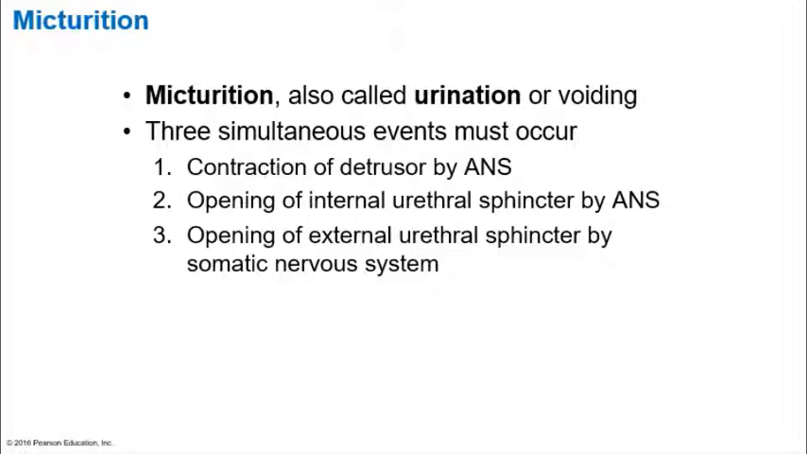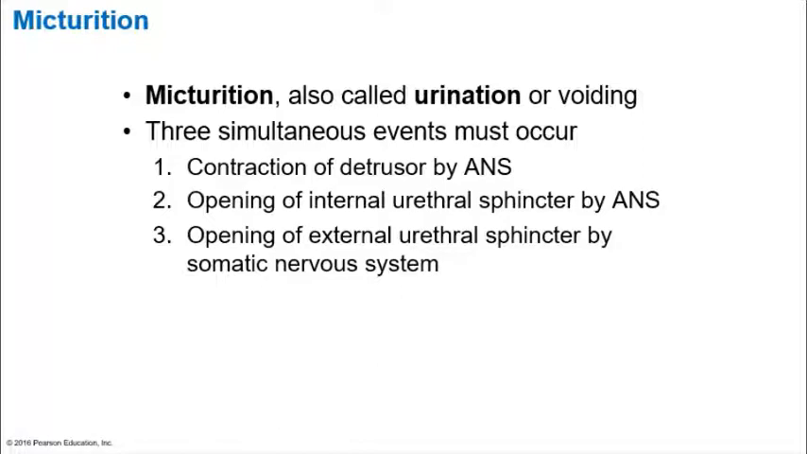For you to pee, you need to empty the bladder. And to empty the bladder, you need your detrusor muscle to contract. But it's smooth muscle, so you're not going to do it. Turns out your autonomic nervous system is going to do it.